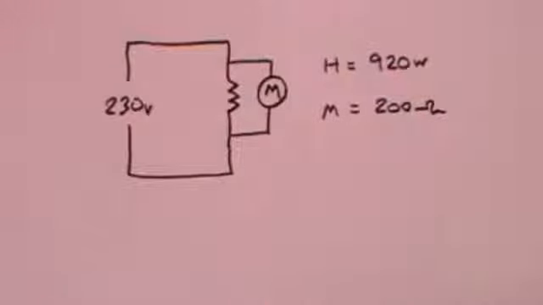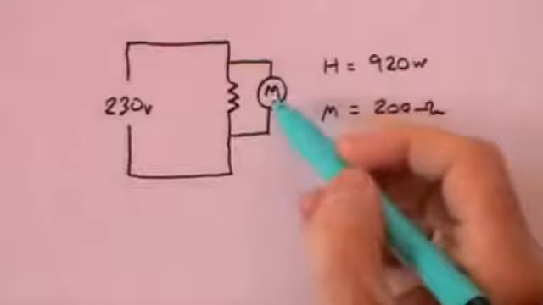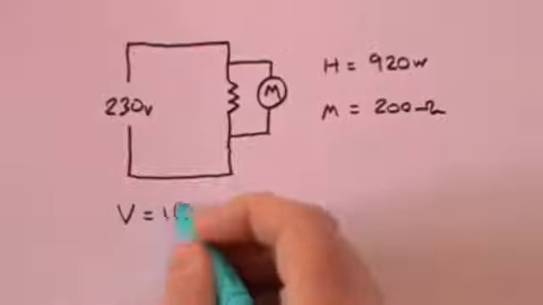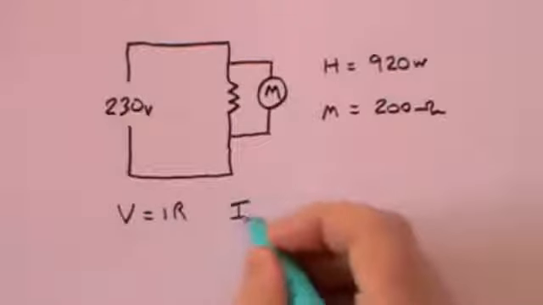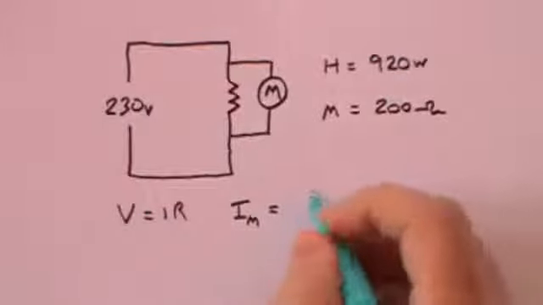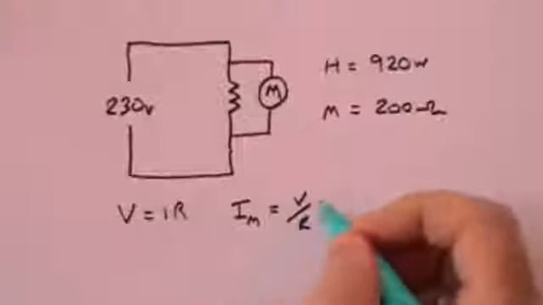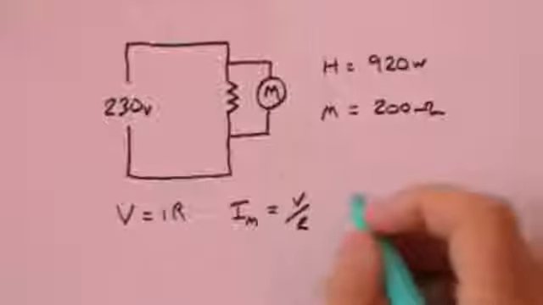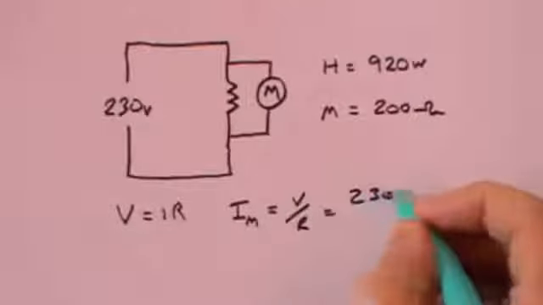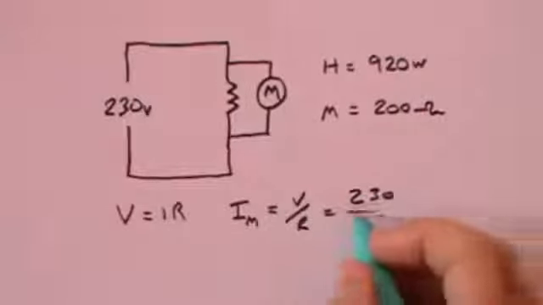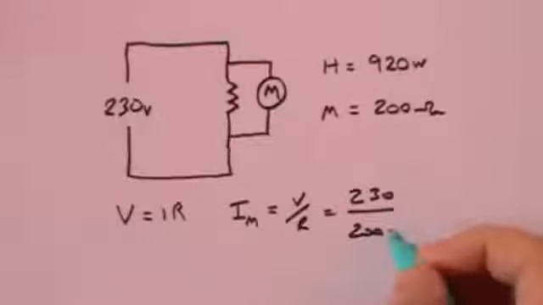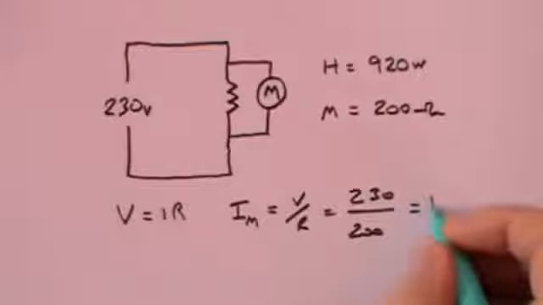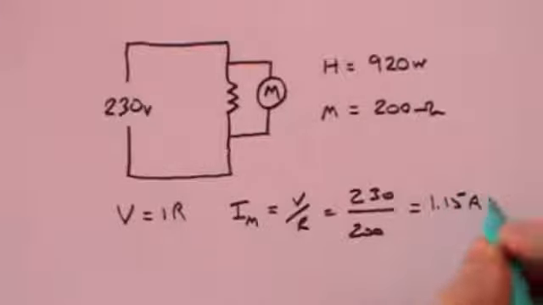First question, what is the current through the motor? Well, we're going to use Ohm's law, V equals IR, which means that I through the motor is equal to V over R. The voltage across the motor is 230 volts. And the resistance, we've been told, is 200 ohms. And that means that the total current going through the motor is 1.15 amps.